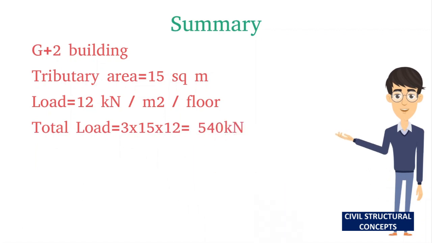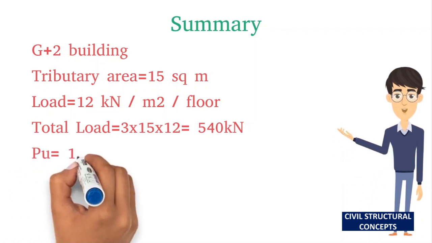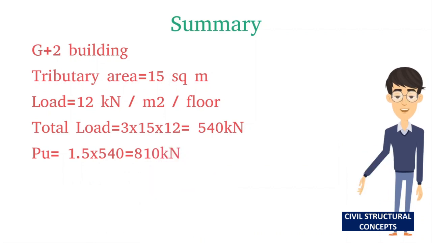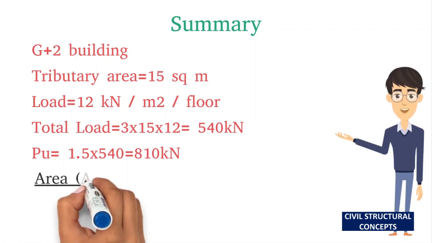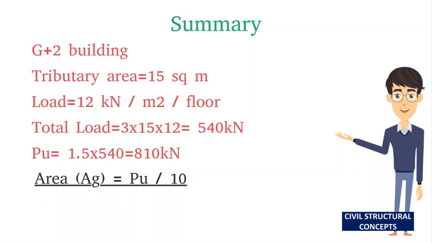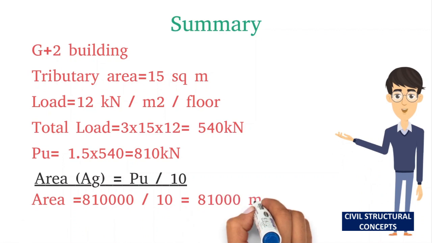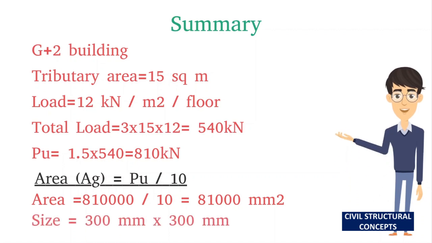We take 3 slabs, multiplied by the 15 square meter tributary area, multiplied by the 12 kilonewton load. This gives us a total working load of 540 kilonewtons. Next, we factor this for safety. 1.5 multiplied by 540 gives us a design load, or PU, of 810 kilonewtons. Finally, we apply our thumb rule formula: area equals PU divided by 10. 810,000 newtons divided by 10 equals 81,000 square millimeters. If we take the square root of this, we get a column size of roughly 300 millimeters by 300 millimeters.